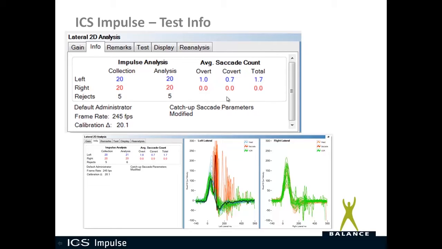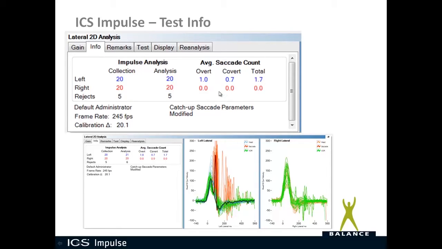The new information is the average saccade count. So for the left lateral here, if we look at the left side, all in blue, there was an average number of 1 overt saccade for each trace, an average number of 0.7 covert saccades for each trace, and a total number of 1.7 saccades for each trace. On the right side, there were no saccades because that side was normal. So now it gives you the average number of saccades in overt, covert, and the total.